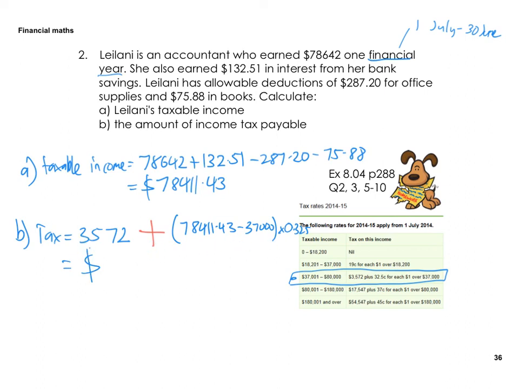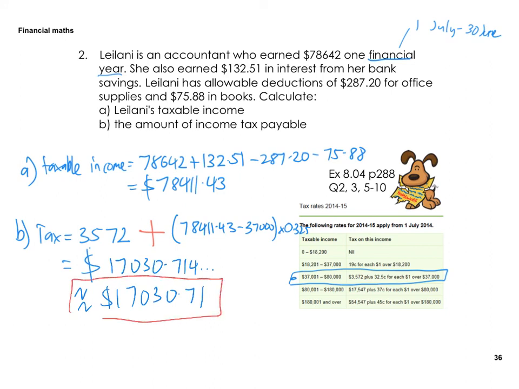And that is 17,030.714 and so on. We'll round it to 17,030.71. And that's the tax she has to pay based on this income, and these deductions.